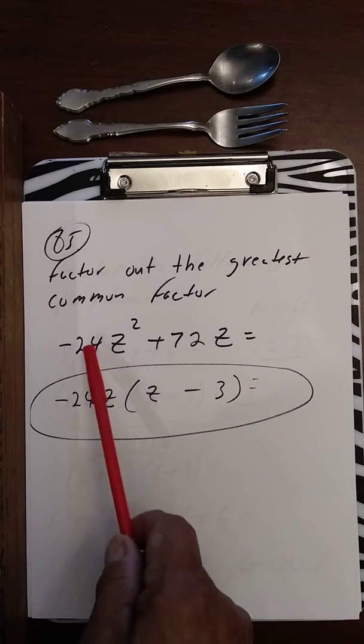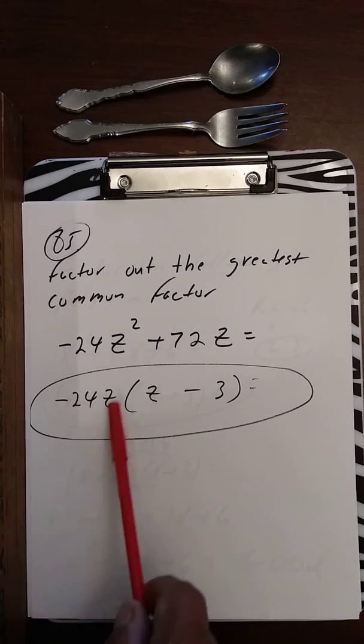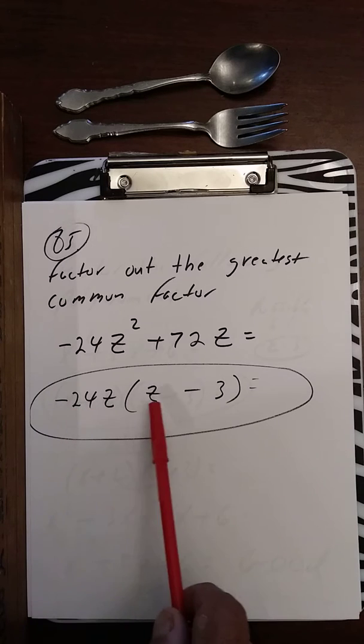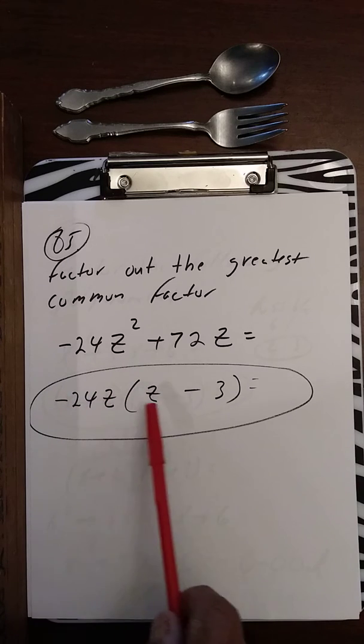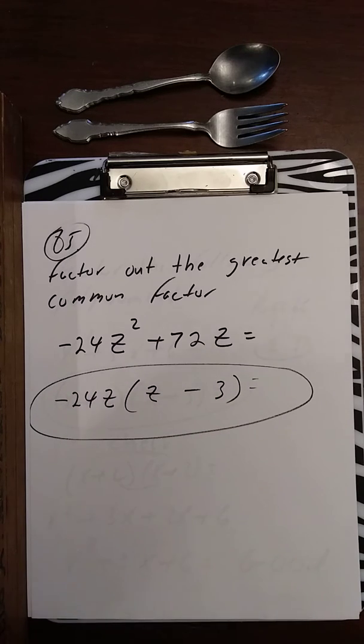Factor the greatest common factor. From these two right here, we can take out this negative 24z from this one. So negative 24z times that, is that it? Yes. Negative 24 times negative is positive? Yes.